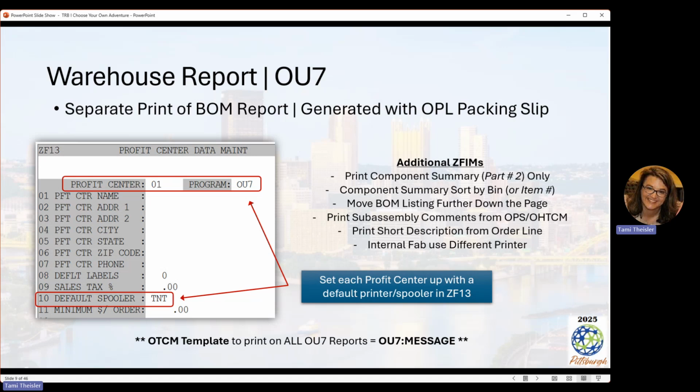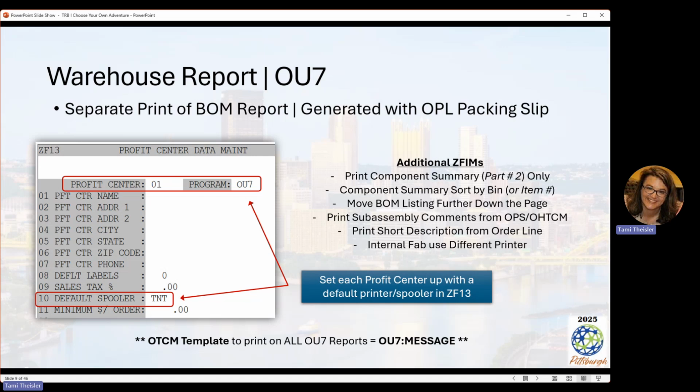You can also move your BOM listing further down the page, and that's for the purpose of how it will be printing at the warehouse. You can print the subassembly comments that are coming from your OPS structures or your OTCM comment area. You can print short descriptions from the order lines, and you can also have your internal fabs use a different printer if necessary. So then the last thing on here, just noting that OTCM, there is a template.